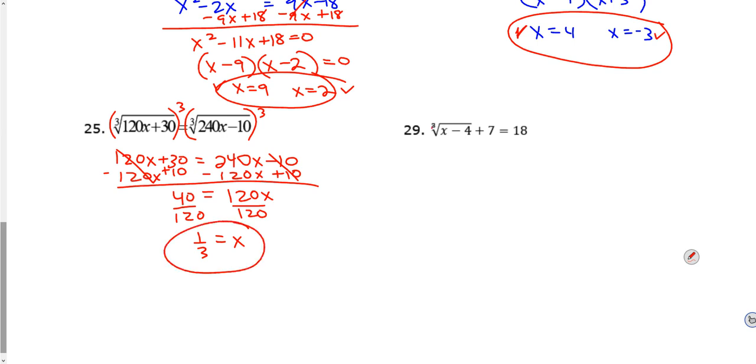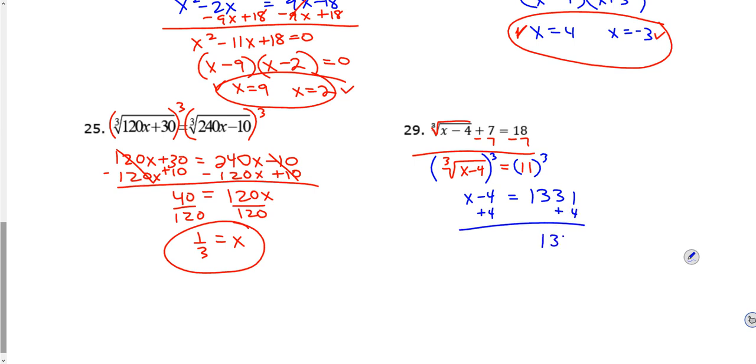Now this one's a little different because it's got the radical and it's got some stuff on the outside. So I need to get that out of there first. So that's 11. This is cube root x minus 4. So we're going to raise this to the third power. So 11 to the third is 1331. Now x minus 4 is out, so we can add the 4. So it's 1335 for x.